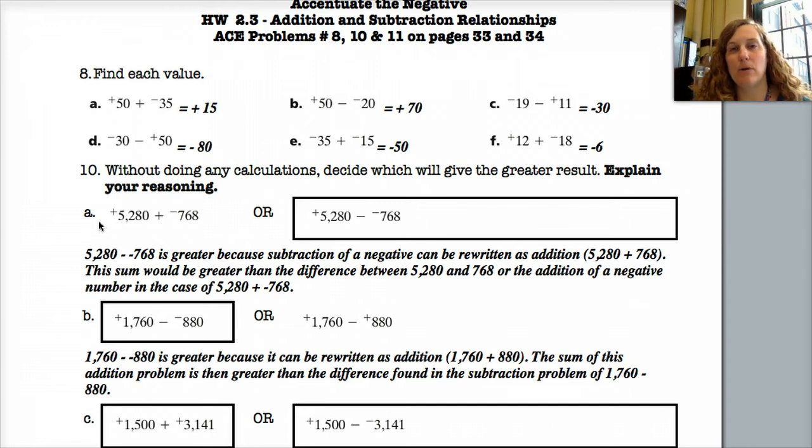Why do we care? Well, because some addition problems are easier than some subtraction problems, and some subtraction problems might be easier than addition problems. So if you rewrite it, you might be able to answer the question easier. And that's the case with some of these on our homework.